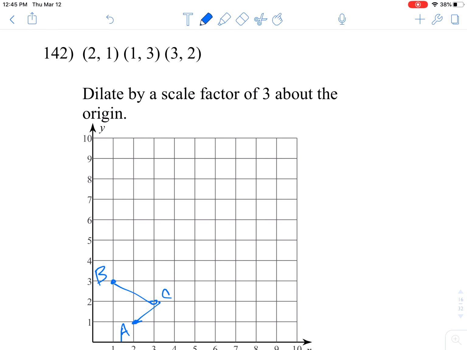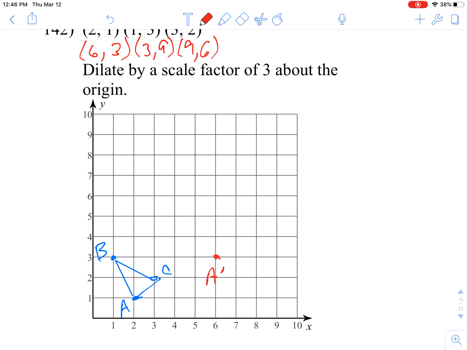So A prime goes here. B is 3, 9, so 3, 9 is here. Label it B prime. And then 9, 6 is here. We label it C prime. Again, you should now have a similar shape, just not congruent. And you'll just notice how the scale factor was a whole number and the triangle got larger.